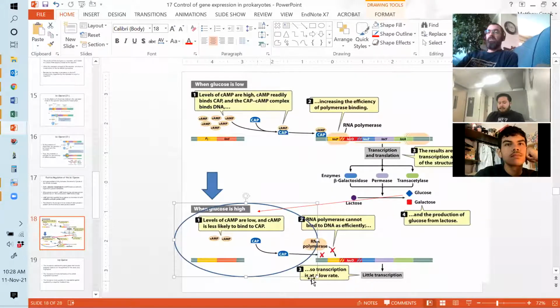And if this doesn't work very well, then the RNA polymerase isn't going to work very well. So we're going to get much less transcription. Makes more sense now. I thought these were happening not in conjunction, like one would happen. Do you know what I mean? Yeah, they're totally linked together.